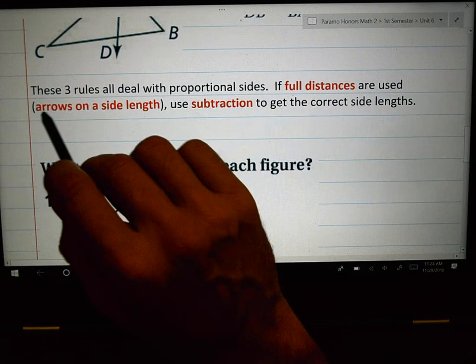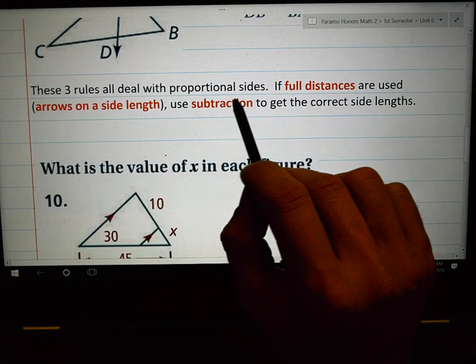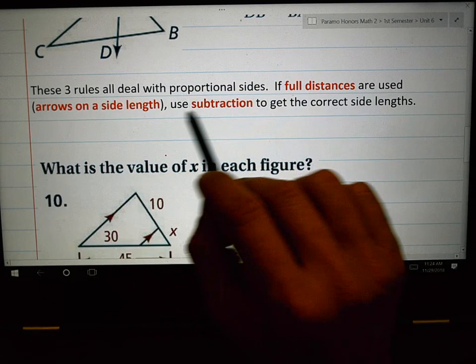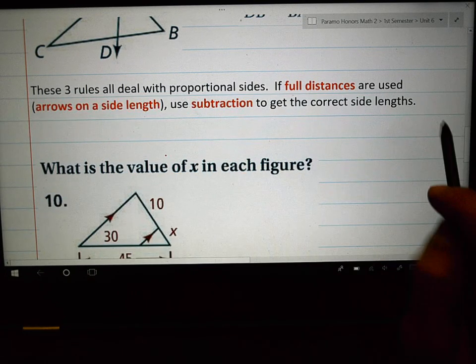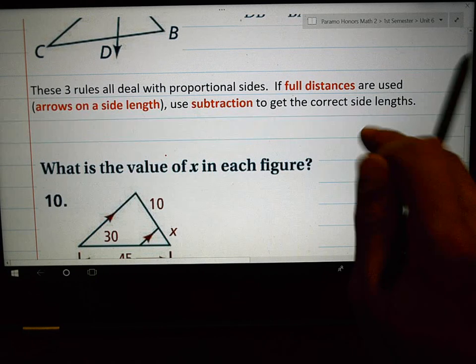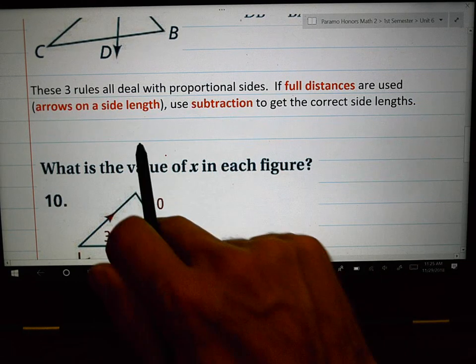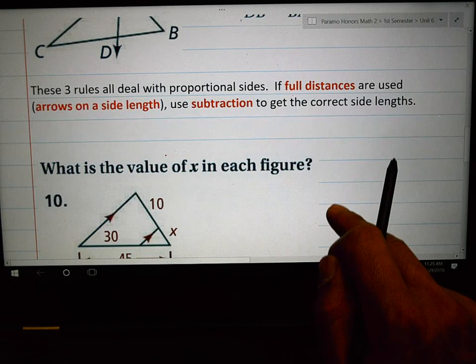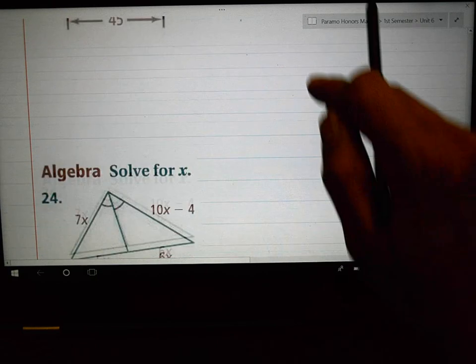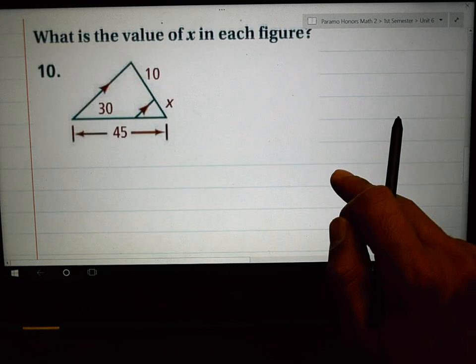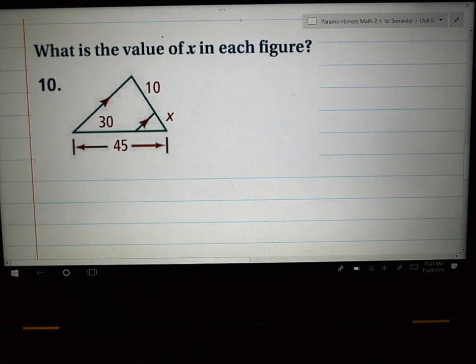Keep in mind, all 3 of these rules deal with proportional sides. If full distances are used, or arrows are on a side length, then use subtraction to get the correct side lengths. This is how they're going to try to trick you, and that will be shown to you in my first example in number 10. I have 1, 2, 3 examples picked out for you. You can do these with me if you would like. They're in your book. They are number 10.